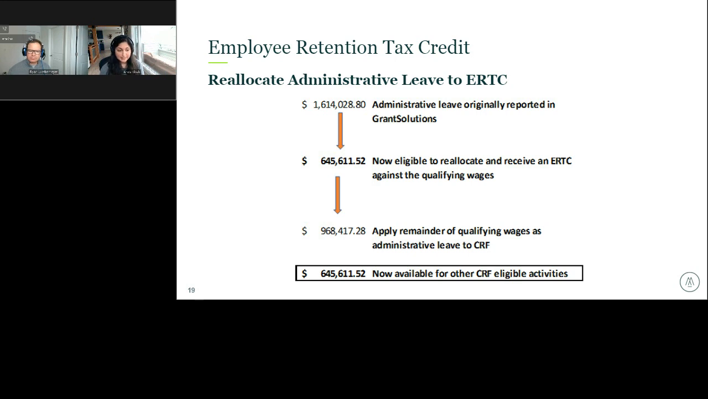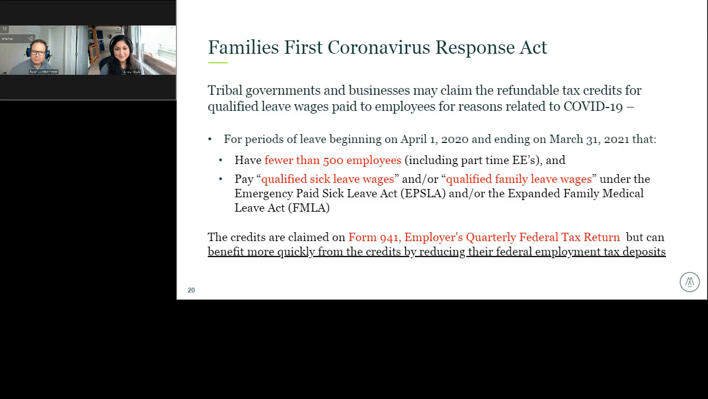So this was the first tax credit. Ryan is going to talk about the second tax credit available to governments and businesses. Thank you, Anita.